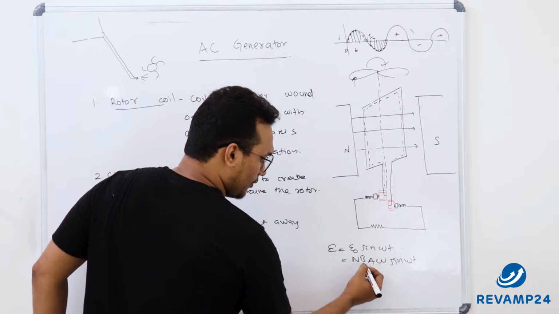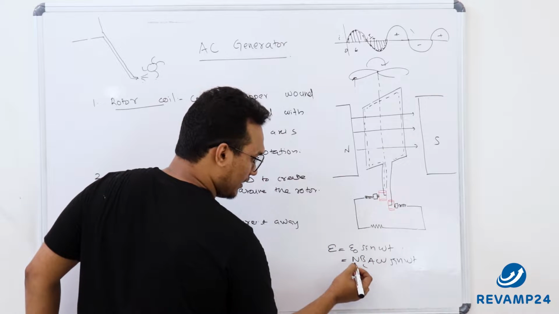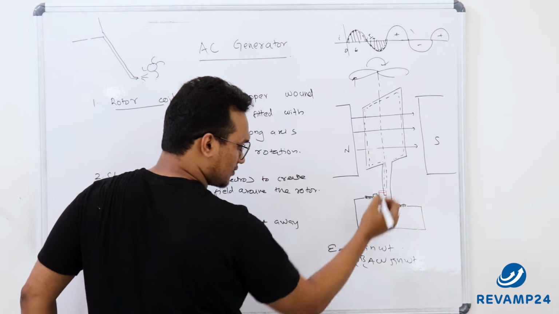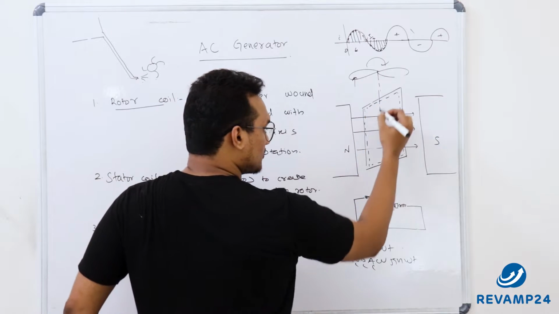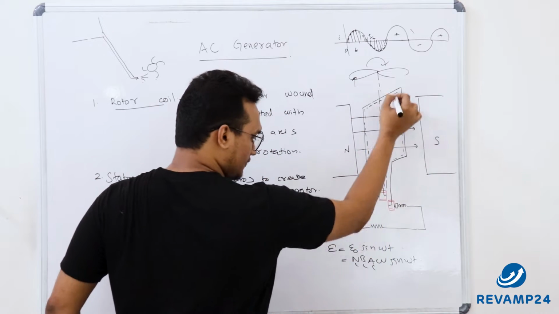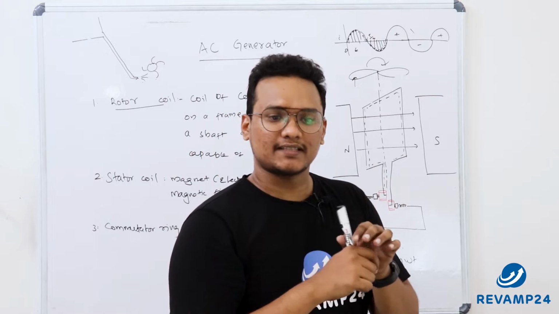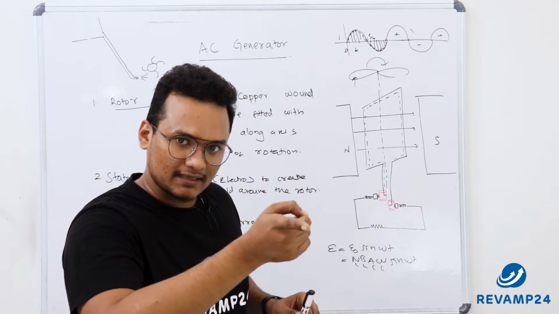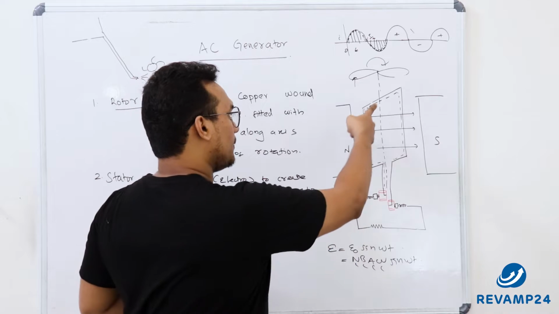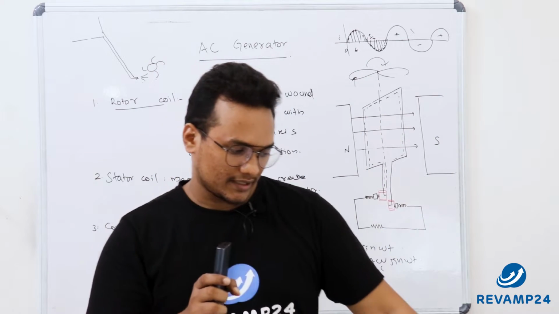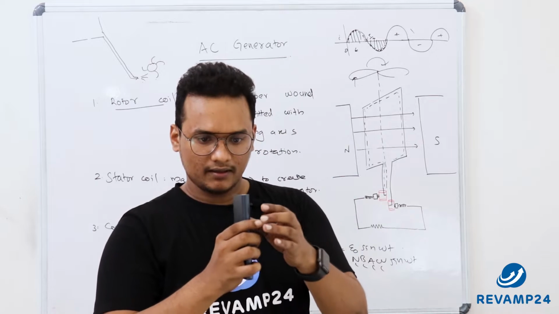So now B is the intensity of the magnetic field, N is the total number of turns in this coil, and A is the area, which is nothing but length times breadth of this coil. Omega is measured in radians per second. So it could be 10 degrees per second, 30 degrees per second, maybe here 90 degrees per second, for the whole rotation in this way.